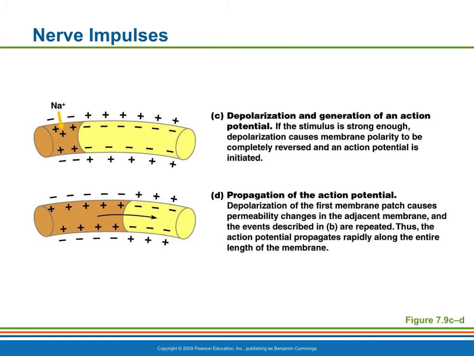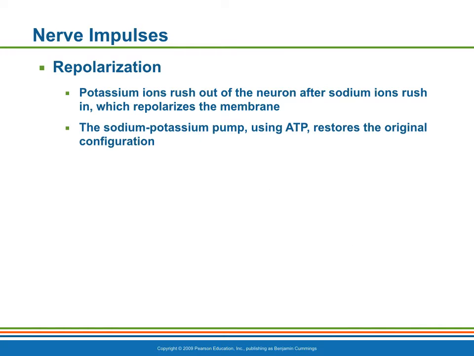In C, we see the depolarization and the generation of an action potential down the length of the axon. And in D, it shows the action potential propagating rapidly along the entire length of the membrane. So after the sodium rushes in, the potassium ions will rush out of the cell into the tissue fluid, and they do so very rapidly. This outflow of positive ions from the cell restores the electrical conditions at the membrane to the polarized or resting state. This event is called repolarization. Until this happens, the neuron cannot conduct another impulse.